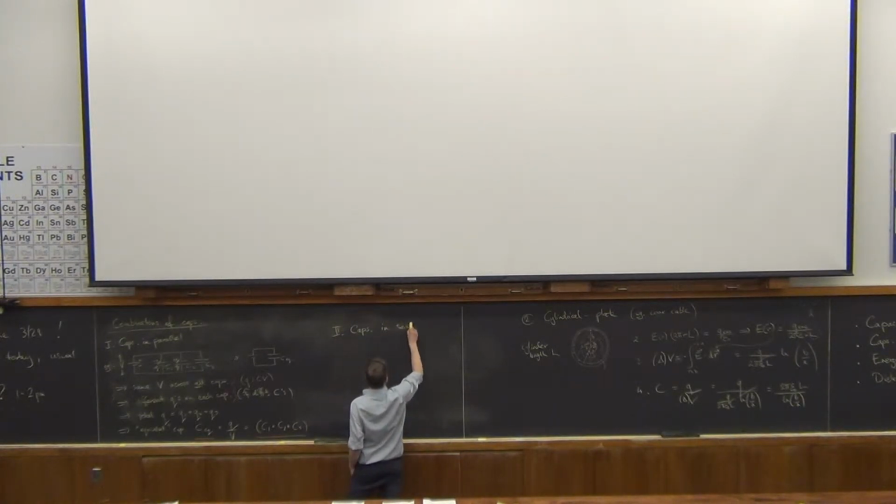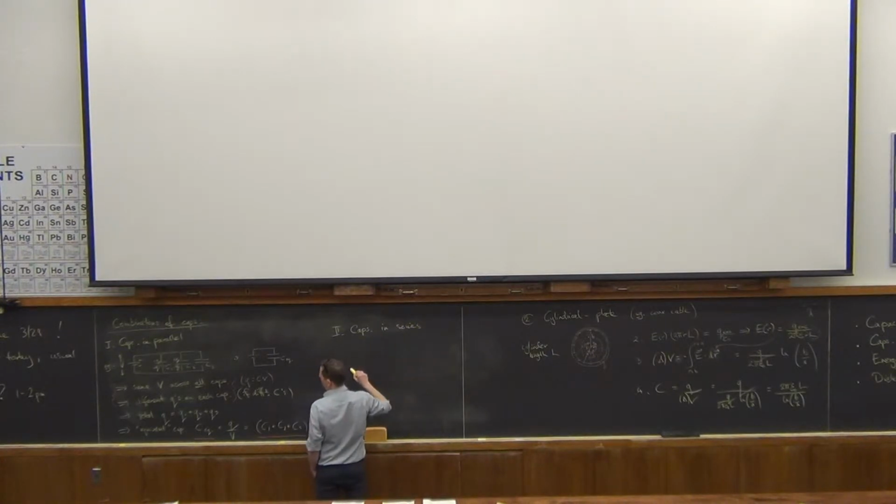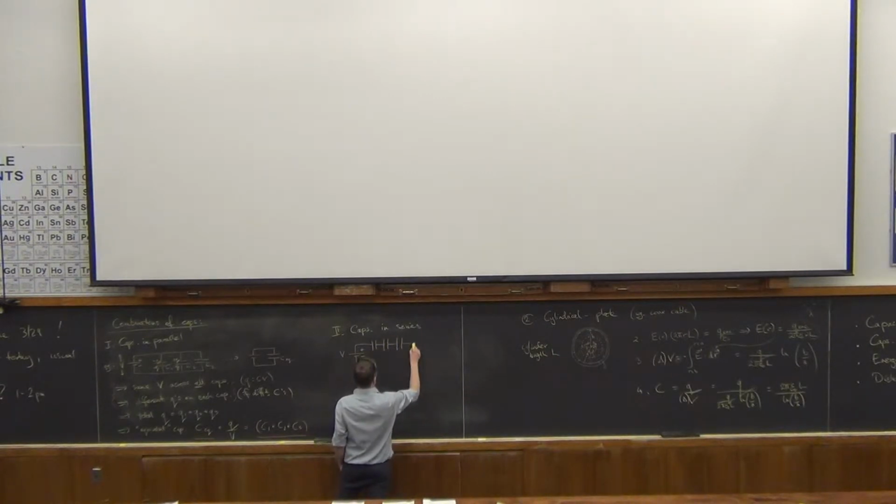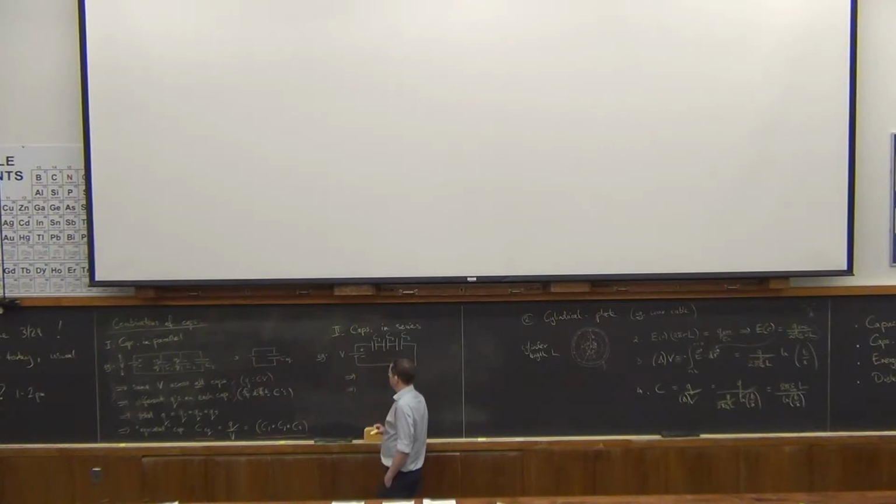In series. Okay, so let's take a similar setup now. And so I'm going to have a source of potential difference, V. And okay, let me draw it like this. We need a complete circuit, C1, C2, C3. Okay, so here's an example now of three capacitors in series.